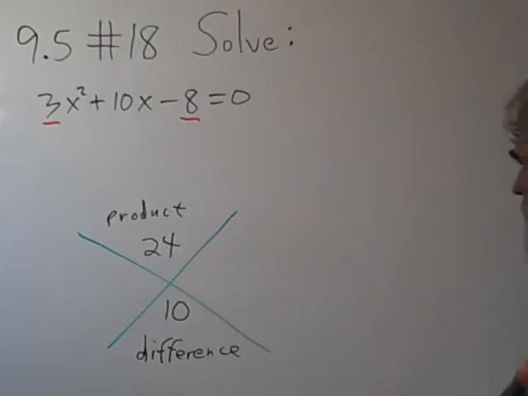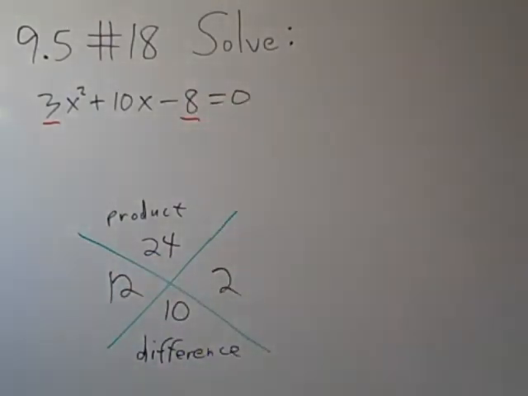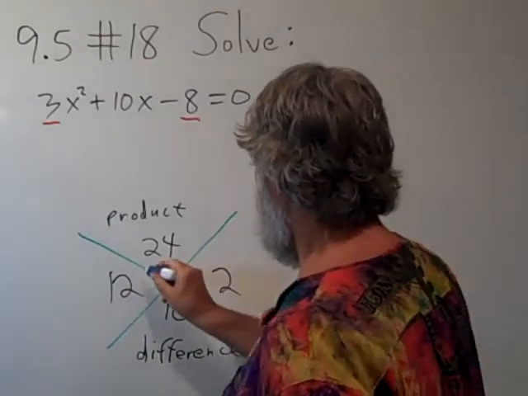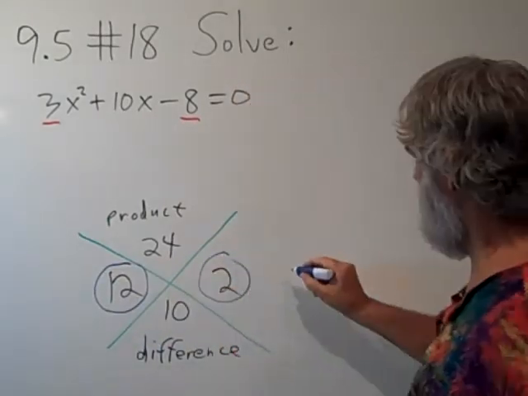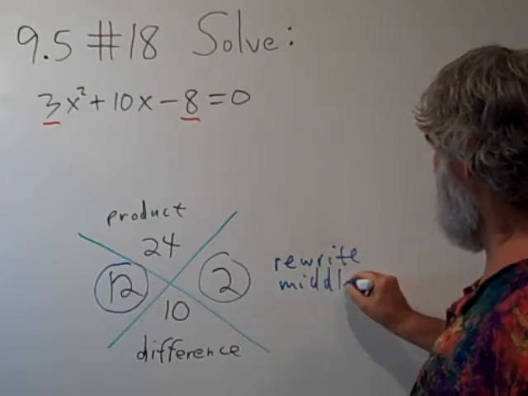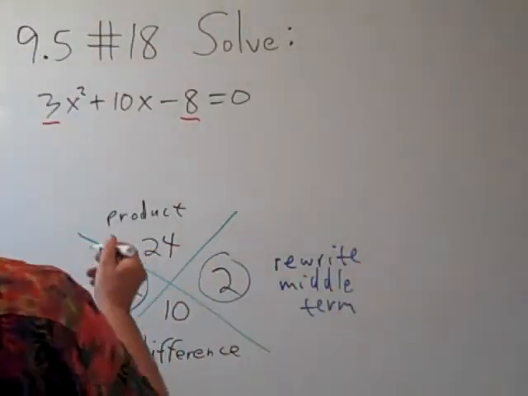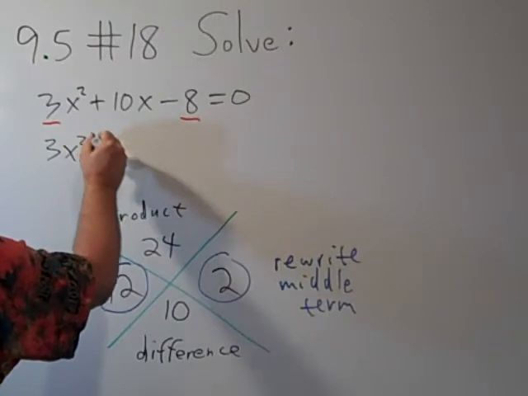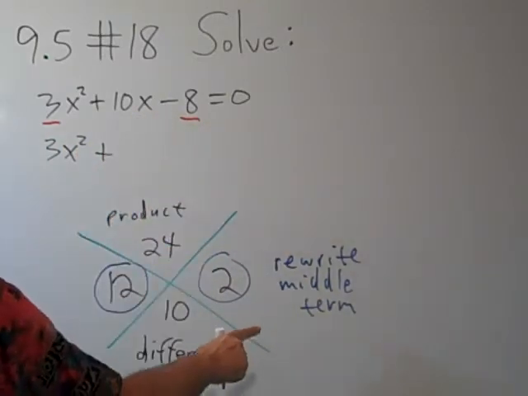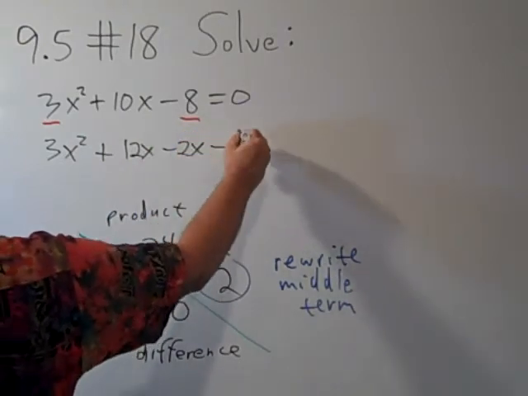12 times 2. 12 times 2 is 24, and 12 minus 2 is 10. So those are the two numbers. We need now to rewrite the middle term using those two numbers. So we'll do that up here. We have 3x squared plus 10x, we need to rewrite using 12 and 2. So 12x minus 2x is one way to do that.